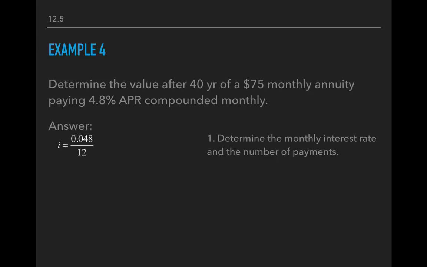APR is annual percentage rate, so we have to divide that into a monthly rate. That's why we're dividing by 12, which gives us 0.004. Okay, now to find the number of payments made, it's 40 for 40 years, and 12 because it's every month in those 40 years, which is 480 payments.